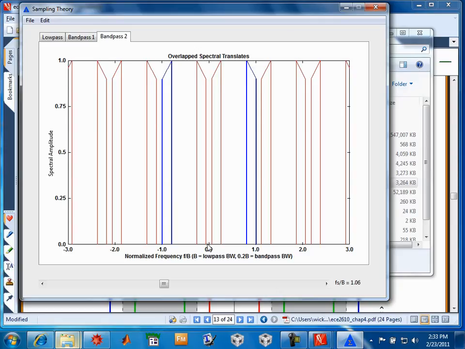This sort of stuff gets talked about in the modern DSP class that I teach in the fall, which is an elective that you guys could take as a senior, or you could come back as a graduate student and take.